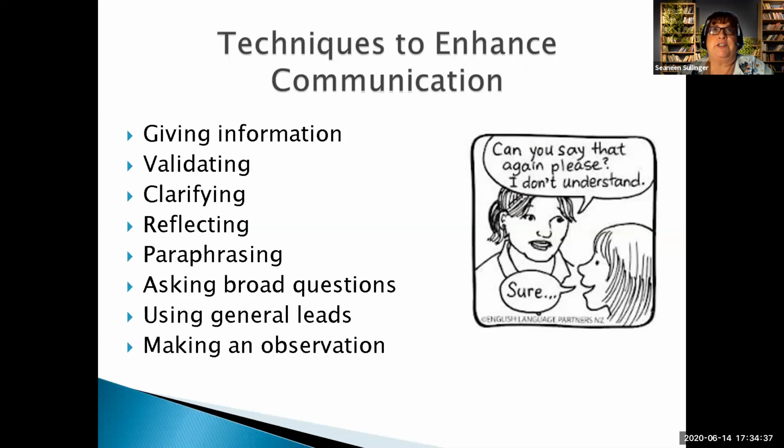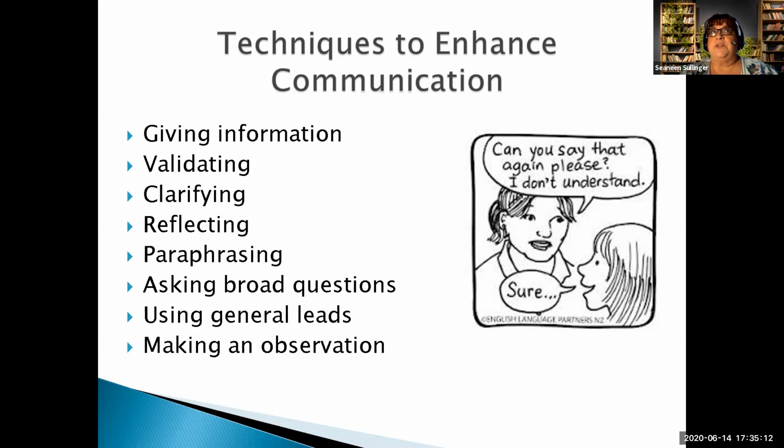And then different techniques to enhance communication. So we have blocks, things that can make the conversation not go well. So how can we, as healthcare professionals, speaking to each other and speaking with patients, enhance the communication? How can we make it better? The picture that's given in this slide is, can you say that again, please? I don't understand. And the person says, sure. I would much rather that someone ask me if I could say something again or clarify or say it in a different way than just assuming they know what I said and then go off and do the wrong thing.